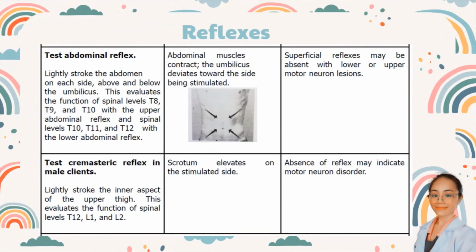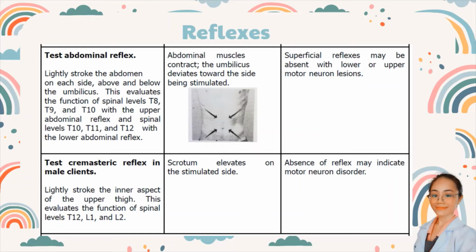Next, we have to test the abdominal reflex of our client. We have to lightly stroke the abdomen on each side, above and below the umbilicus, and this evaluates the function of spinal levels T8, T9, and T10 with the upper abdominal reflex, and spinal levels T10, T11, and T12 with the lower abdominal reflex. The normal findings would be that the abdominal muscles contract and the umbilicus deviates towards the side being stimulated. For the abnormal findings, superficial reflexes may be absent with lower or upper motor neuron lesions.